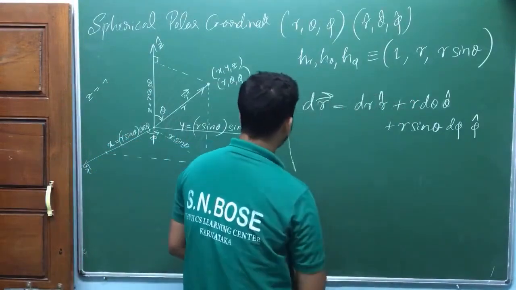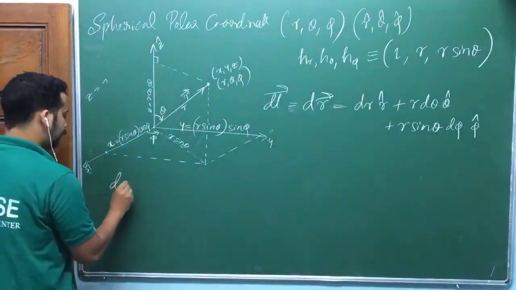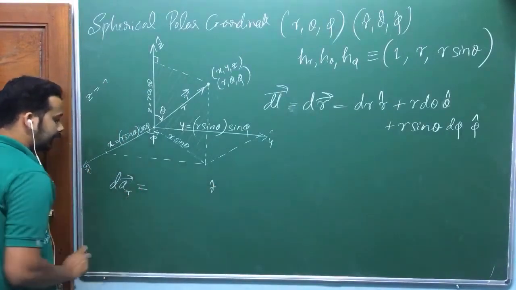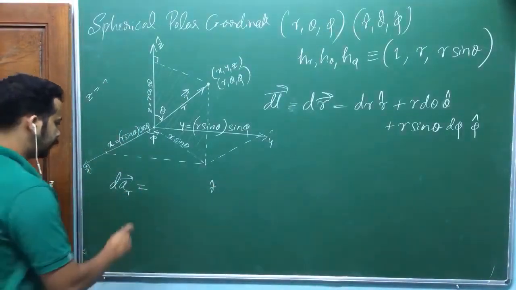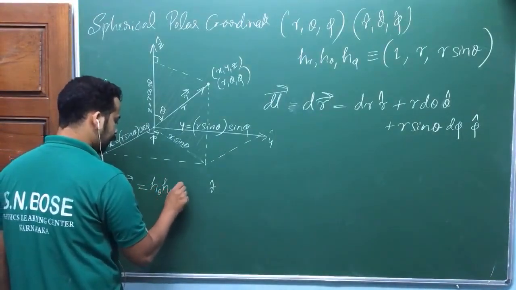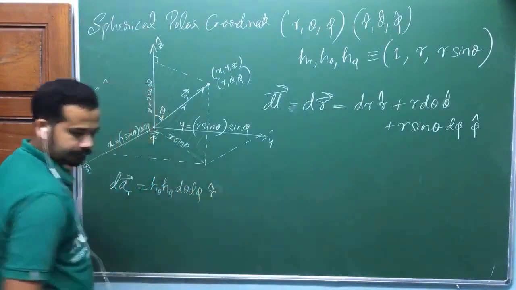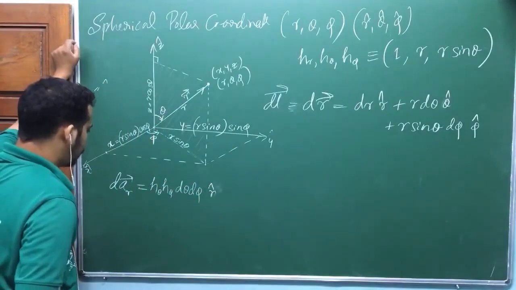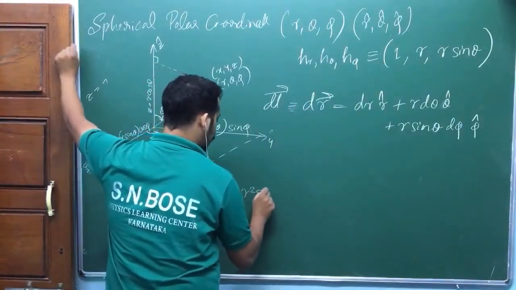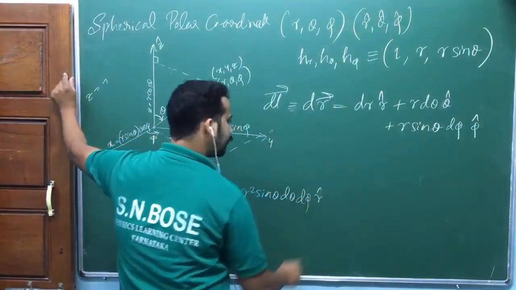But after this infinitesimal displacement vector, I defined area vectors. Am I right? dA vector along r cap, suppose I write dA_r. How to write that one? h_theta, h_phi, d theta, d phi into r cap. Now again write down this one: what is h_theta into h_phi? That is r squared sin theta, d theta, d phi actually. You can get the logic of this also.